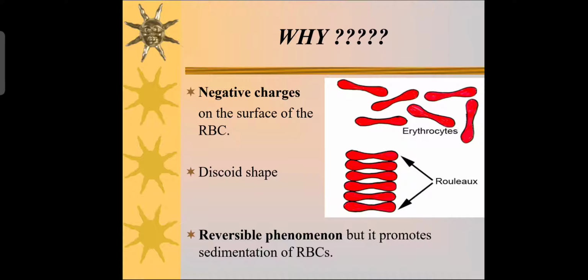Okay, why does this happen? Because negative charges are there on the surface of the RBC, and the RBCs are square shaped. Because of that negative charge, the RBCs pile one over the other. It is a reversible phenomenon, but it promotes the sedimentation of the RBCs.